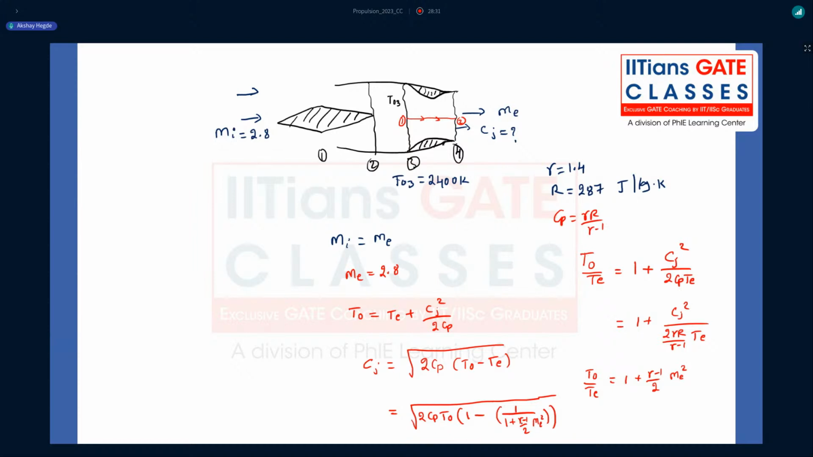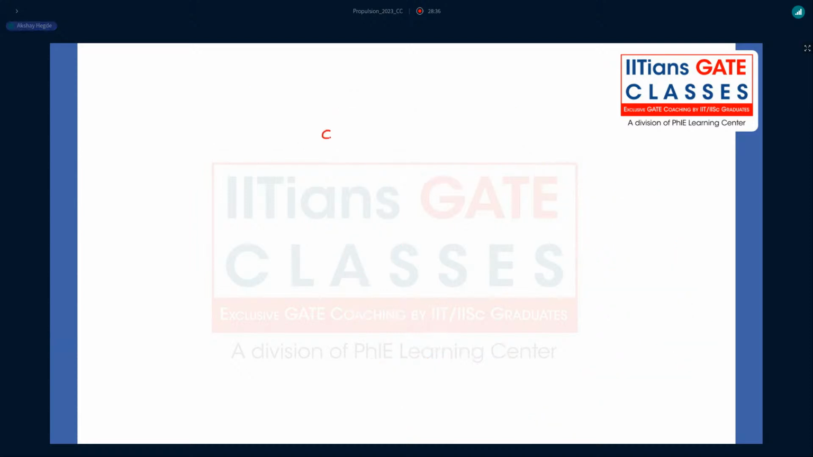You replace that one, you can get the number, that is Cj equal to 1715.8 meters per second. So this problem I approached from a very basic understanding of the flow physics. That means I'm applying the laws of thermodynamics as well as fluid mechanics as long as they are applicable here.